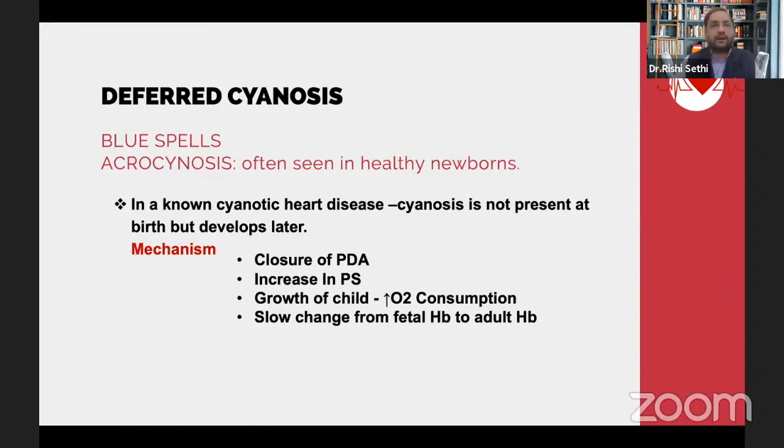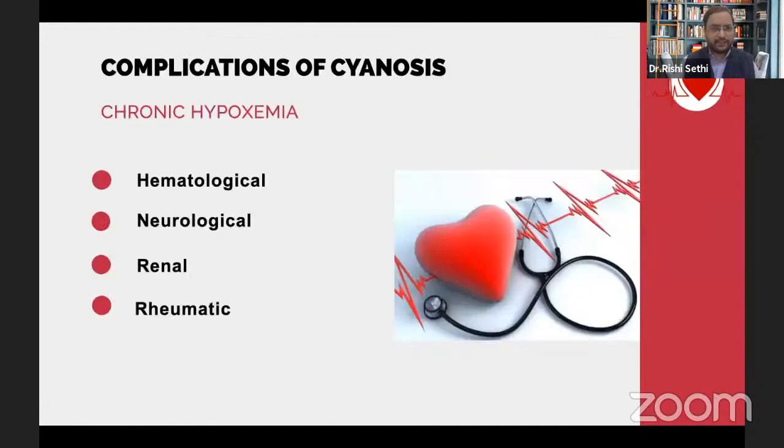The mechanisms are because of the growth of the child, there is increase in the oxygen consumption, there is closure of PDA, there is increase in the severity of pulmonary stenosis, and there is a change from fetal hemoglobin to adult hemoglobin. These are the causes of deferred cyanosis or delayed onset cyanosis in most of the cyanotic heart diseases. Of course, when you're talking about cyanosis, try to look for the various complications of cyanosis also in your case.